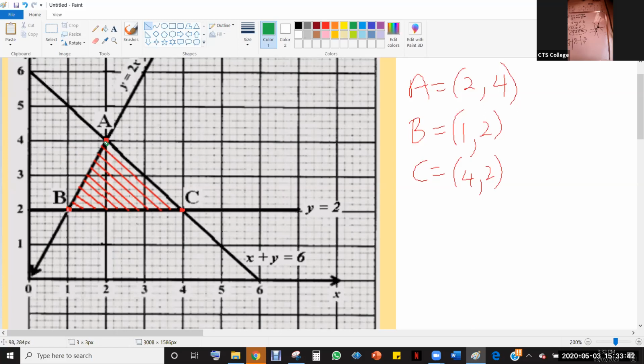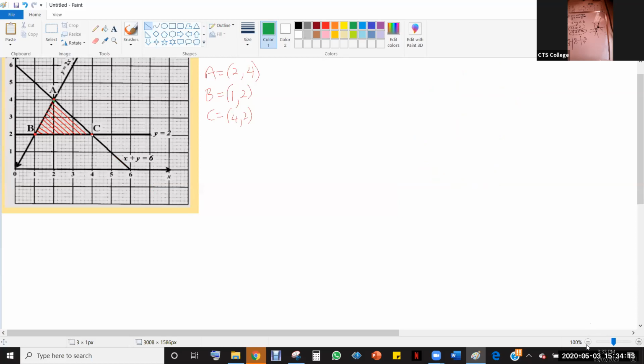Next, we have to find the values for B. The x coordinate is 1, the y coordinate is 2. So the coordinates will be 1, 2. Next, it's C. So the x coordinate for C will be 4. The y coordinate for C will be 2. So 4, 2. Understand? Yes, sir. Right.